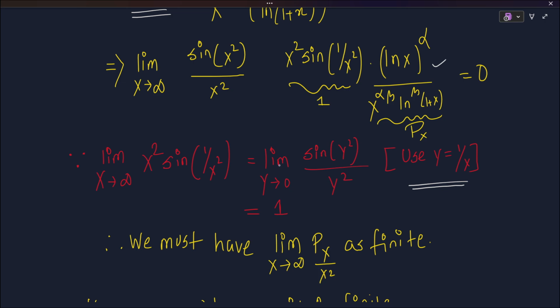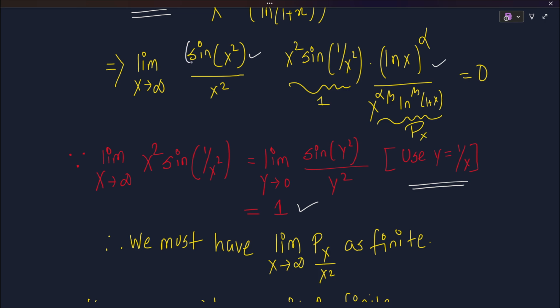and that really turns it into limit y tends to 0 of sine of y square by y square. Because when you do y equals 1 by x, 1 by x square becomes y square and x square becomes 1 by y square, right? And you get the answer 1 because this is a standard limit. And also sine of x square is finite.